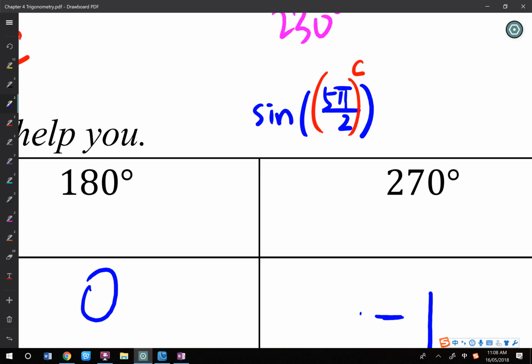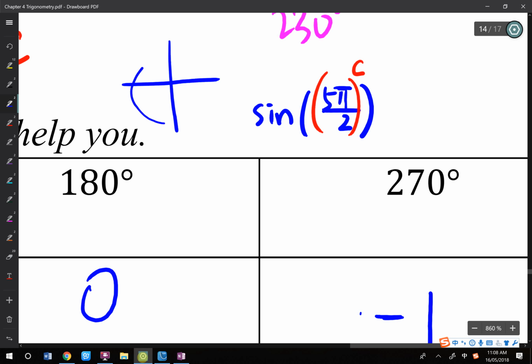Anyone find the answer? Where is it? I don't really need y, positive, negative. This way or this way? That way, positive. So it's the same as 90 degrees. Okay, that will be the line.